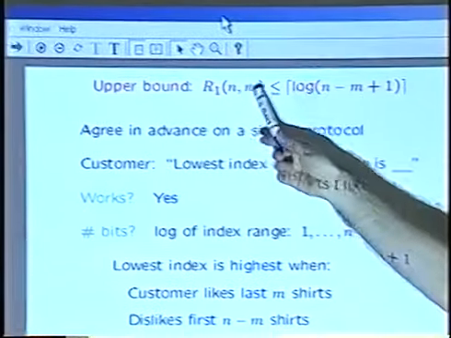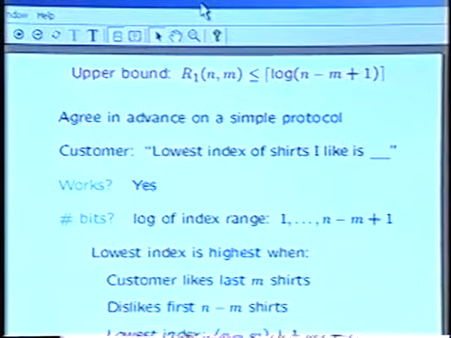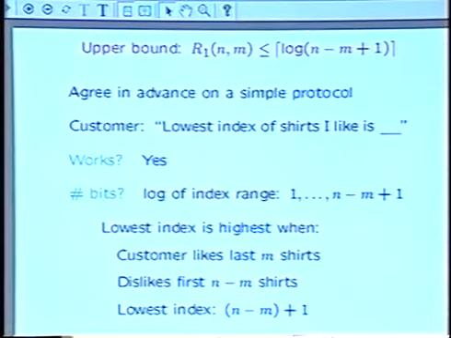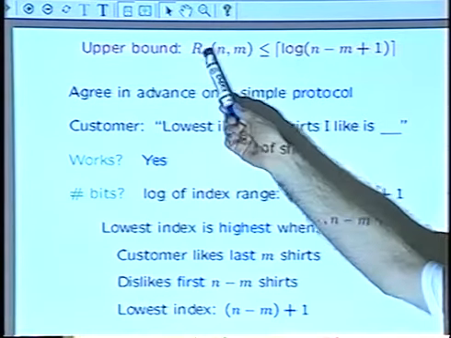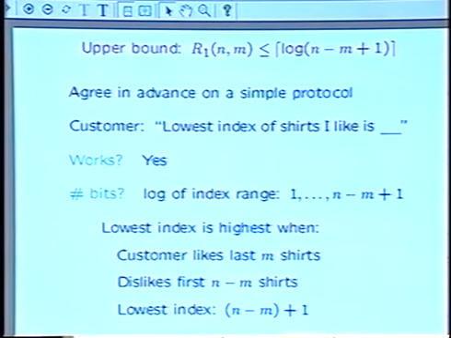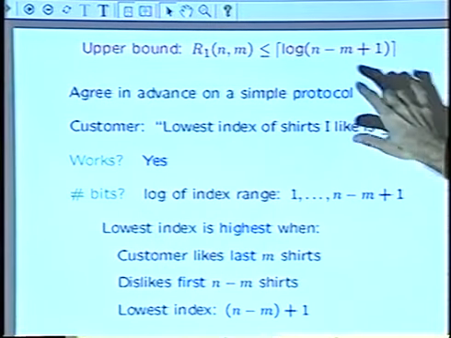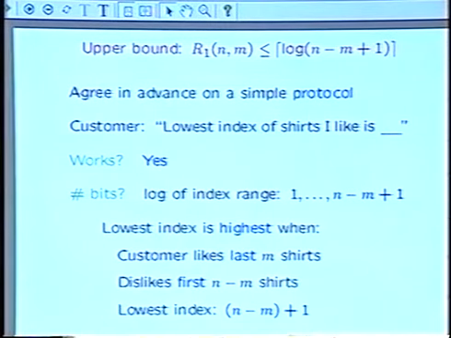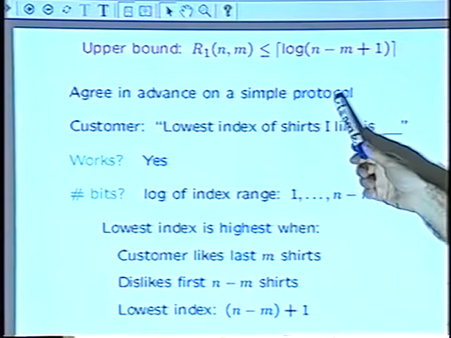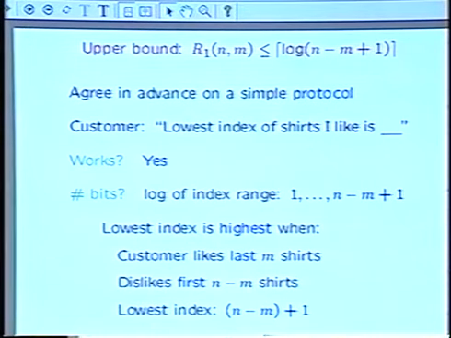We'll prove that the number of bits you need is less than that number, and we'll show that it's at least that number. All this time I'm writing 1 because this is a single instance. So how can you achieve this log of n minus m plus 1? What they do is they agree in advance. Remember, n and m are known. So when they design, they know n and they know m.